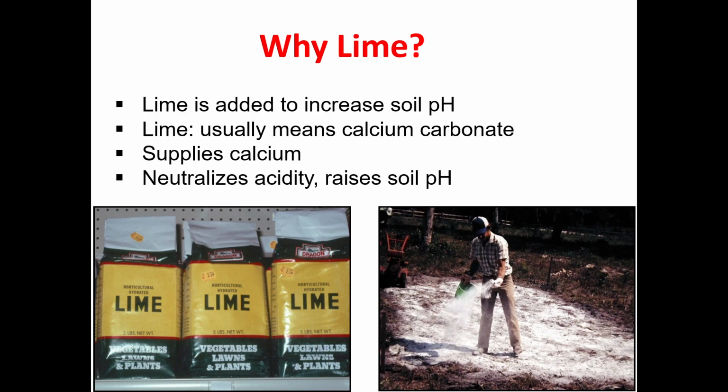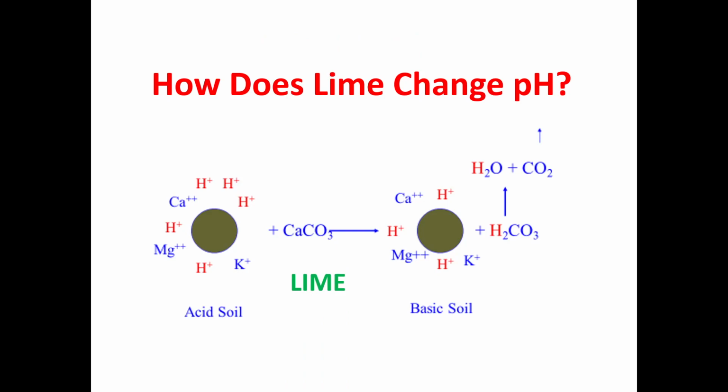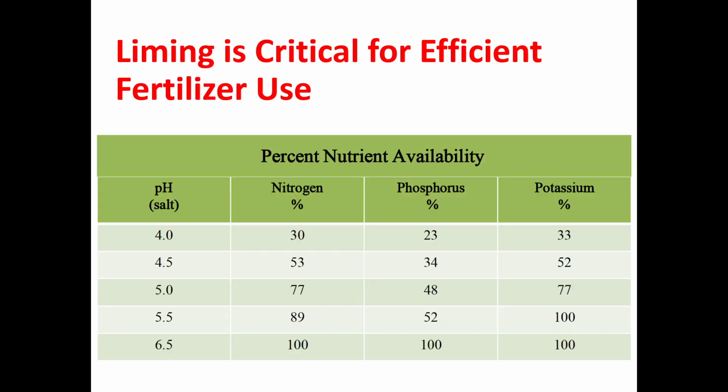So again, you add lime to increase pH. I'm just going to go quickly over this. So pretty much you're neutralizing the hydrogen ion by adding lime. If you want to get more into the details, here is a chemical reaction to be on the test. So you know what's going to happen when you add calcium into the soil. It's going to bump up hydrogen, and now you have more calcium on the soil, which means less acidic conditions.